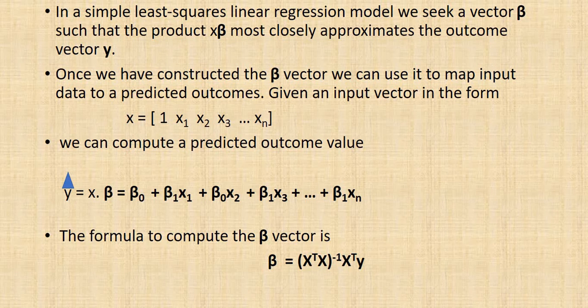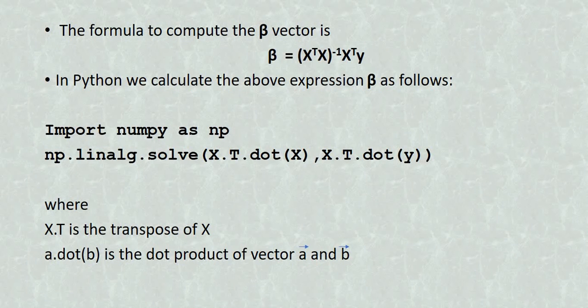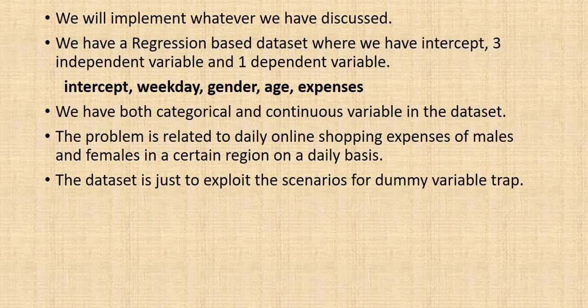So this is the only part which is left in our linear regression problem. The formula to compute the beta vector is beta equal to x transpose x whole inverse, into x transpose y. And in Python, we calculate the above expression as follows. We'll import numpy and use np.linalg.solve, and this expression is calculated as follows. Here x dot T is the transpose of x, and a dot b is the dot product of the vectors a and b. Now, this I have already explained.